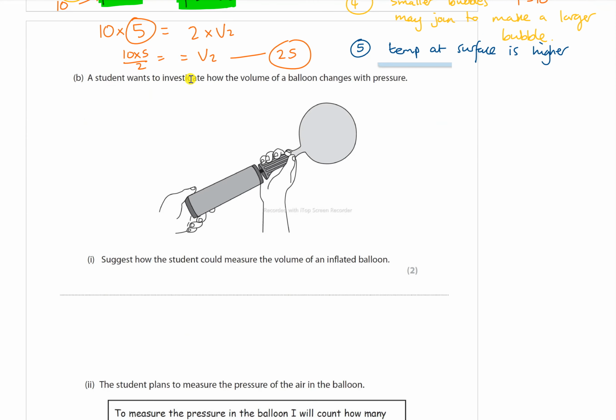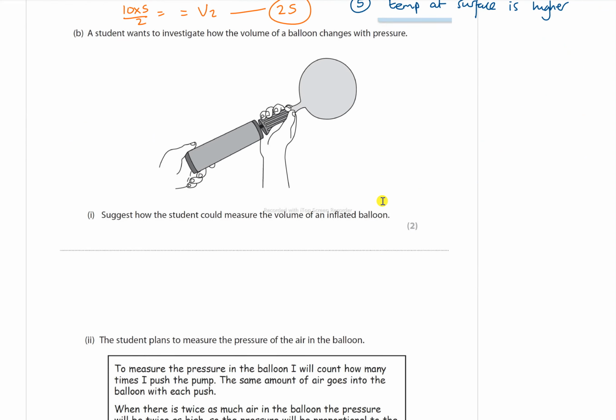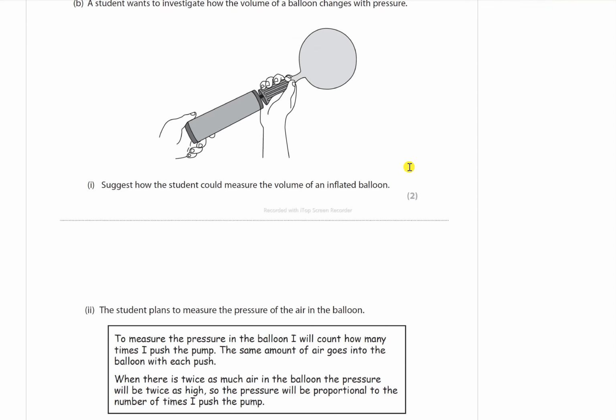Right, a student wants to investigate how the volume of a balloon changes with pressure. Suggest how the student could measure the volume of an inflated balloon. They can use a displacement method.